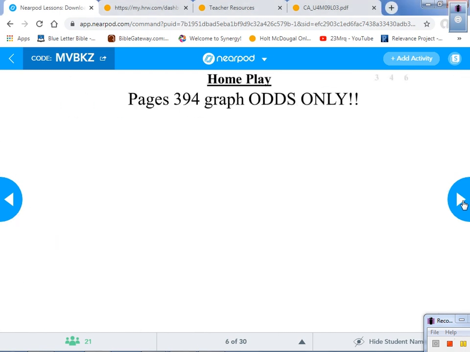Okay, home play for tonight is page 394, odds only. However, I do want you to graph those, even though the instructions on that page do not indicate to graph. But who's asking you to graph? Me. So please, pretty please, with a cherry on top. Okay.